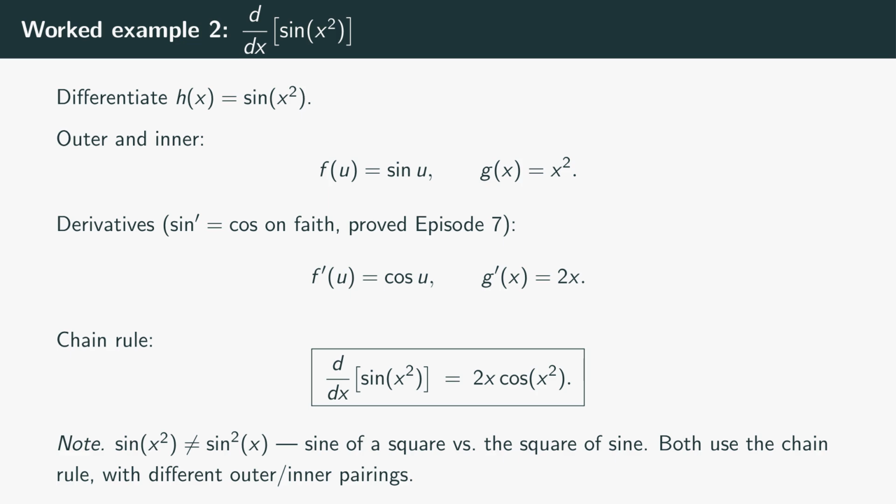Sine of x squared is not the same as sine squared of x. Sine of x squared means feed x squared into sine. Sine squared of x means take sine of x and then square it. Both functions need the chain rule, but with different inner and outer pairings. For sine of x squared, outer is sine, inner is x squared. For sine squared of x, outer is u squared, inner is sine x. The two functions have different graphs and different derivatives. Read your function carefully before identifying the outer.